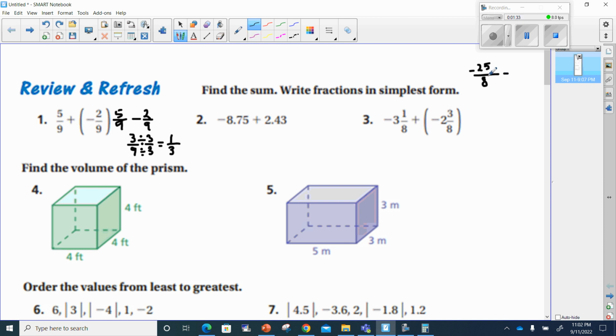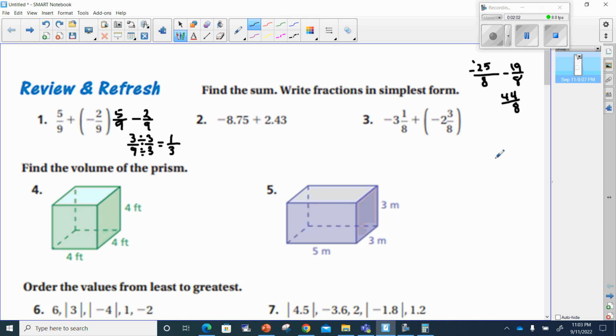If I was going to add these, I could go ahead and say that this is negative, well, that's 16, 17, 18, 19. So this would be negative 19 over 8. And if I add these together, that's going to give me one big number here. 25 and 5 plus 9 is 14. Carry the 1. That'll be 3, 4. So that'll be 44 over 8.